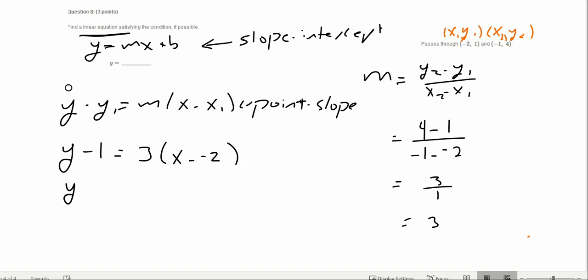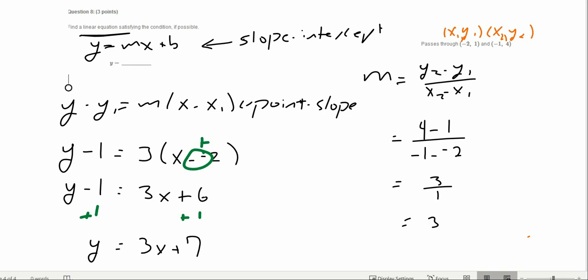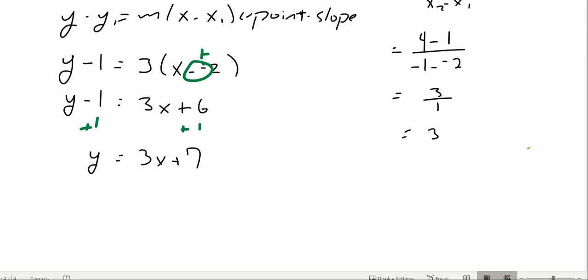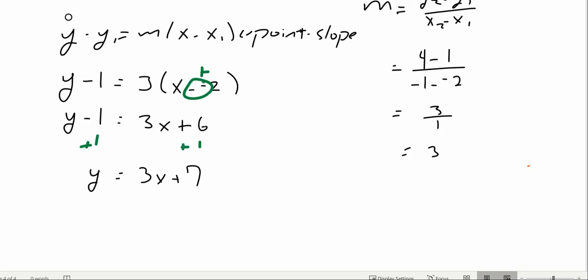Then I'm just going to simplify a little bit, because I know this is a plus 2, so I'm going to distribute the 3. And be careful of your sign there. Remember, the negative and negative here gives me the plus. And then I'm going to get y by itself, so I'm going to add 1 to both sides, and y equals 3x plus 7. And there is my linear equation. All right, I hope this helps a little bit, and have a wonderful day.